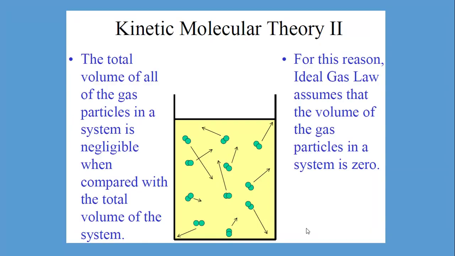For this reason, the ideal gas law assumes that the volume of the gas particles in a system is 0. Now, we know that's not entirely true because we could take the volume of gas systems, but we're going to assume it just because it's negligible. It's the same assumption that we use for mass. The atomic mass is just the mass of the protons and neutrons because the electrons' mass is negligible. So it's kind of like that same concept.